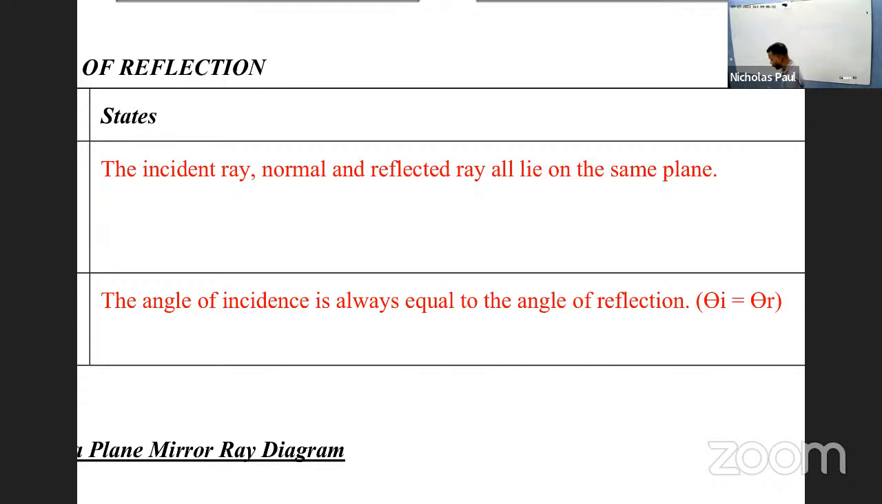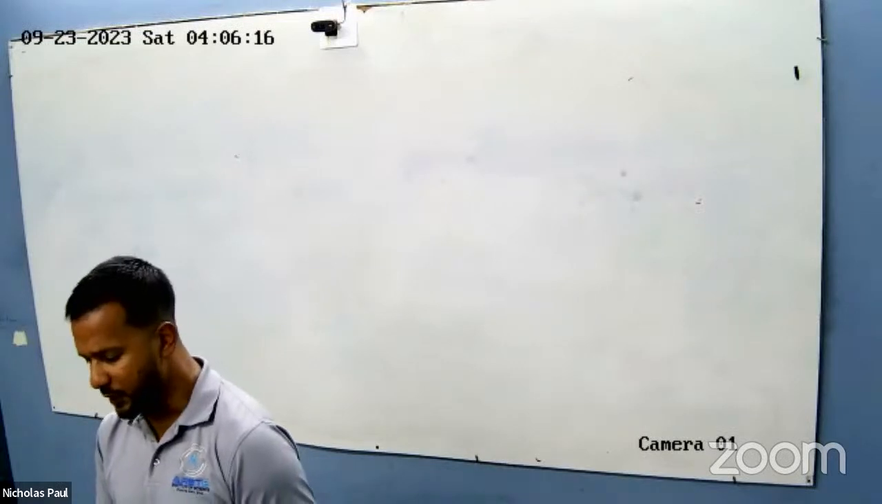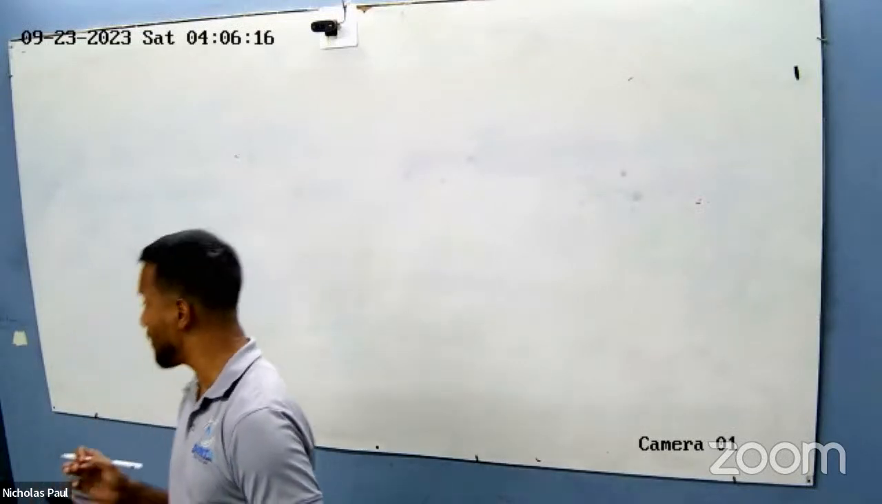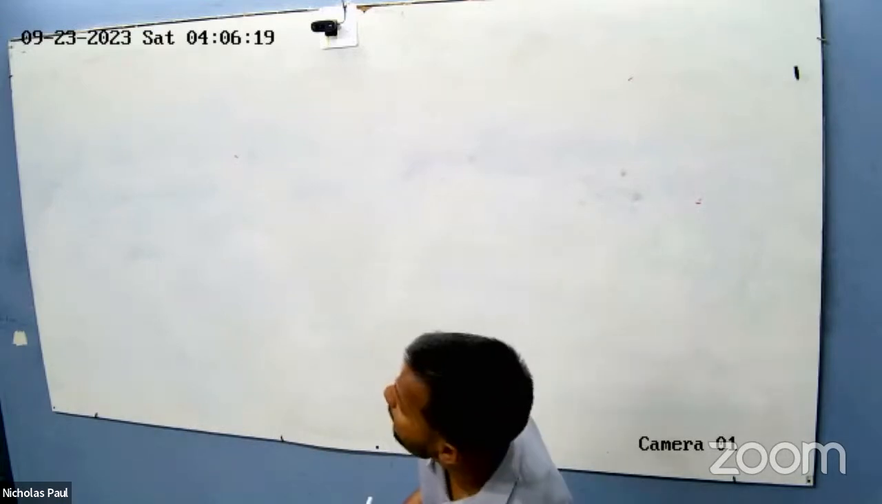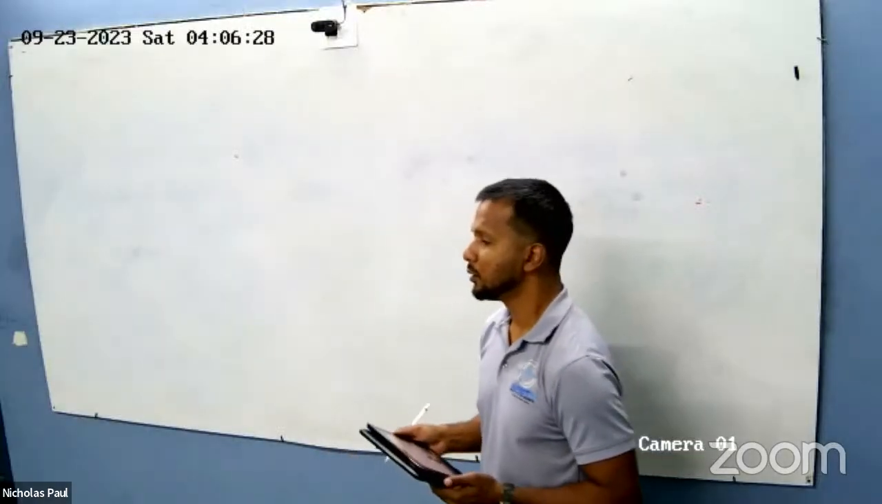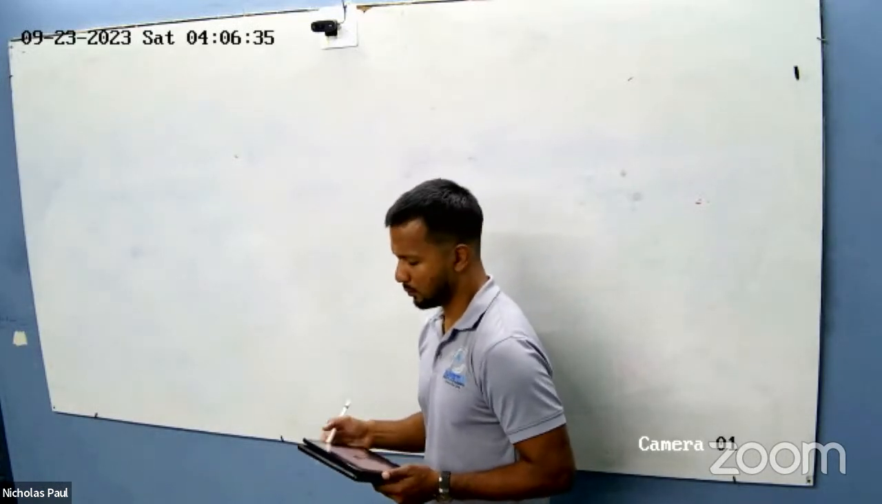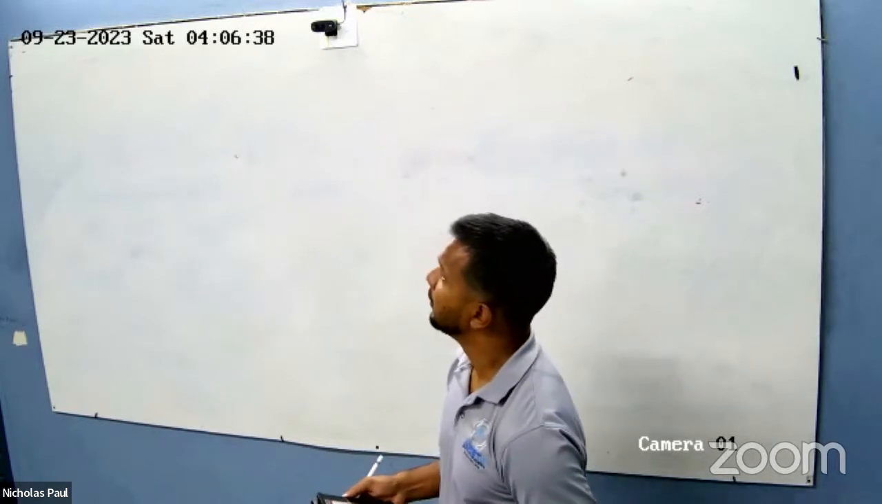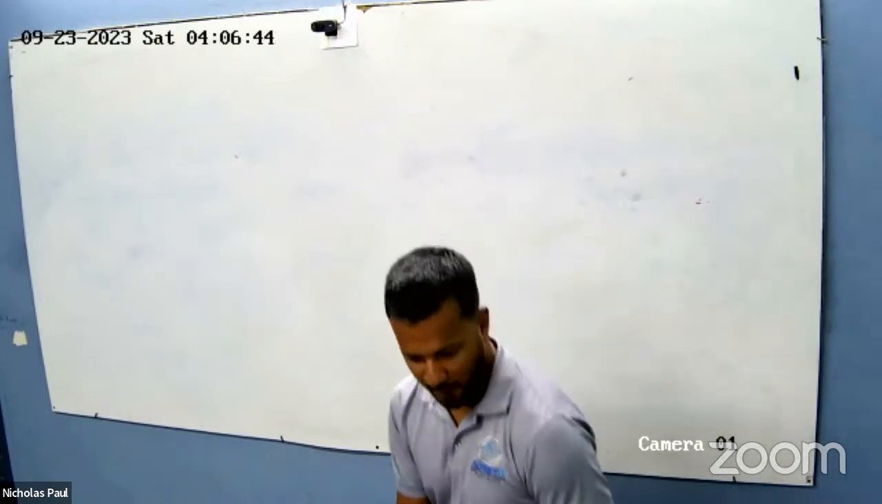Okay, good. So we know the laws, right? Let's check out this simulation here quickly. A nice little simulation here. What's going on, the most important thing, is that in reflection you'll recognize that the angle of incidence equals the angle of reflection.